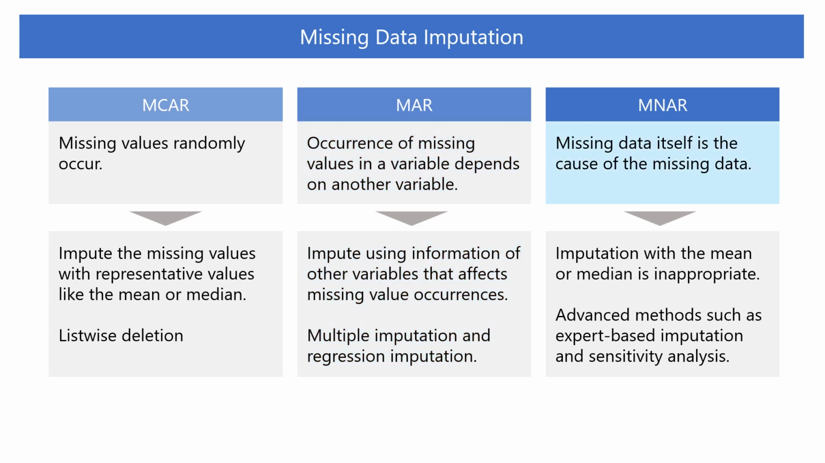In MNAR, the missing data itself is the cause of the missing data. In MNAR, missing data occurrence is not random. So, imputation with the mean or median is inappropriate. In addition, since MNAR is not related to other variables, we cannot estimate the value using information from other variables. Therefore, we can use advanced methods such as expert-based imputation and sensitivity analysis.